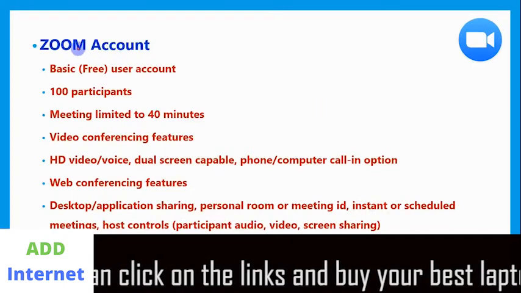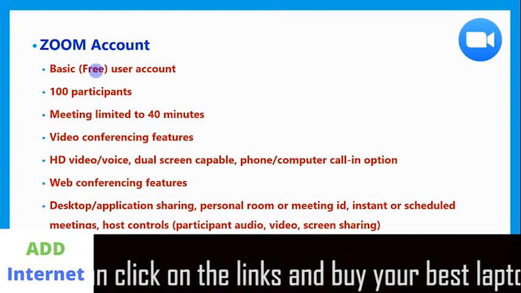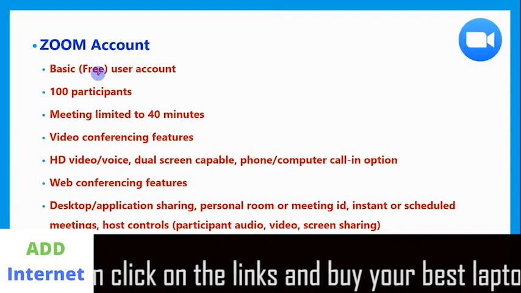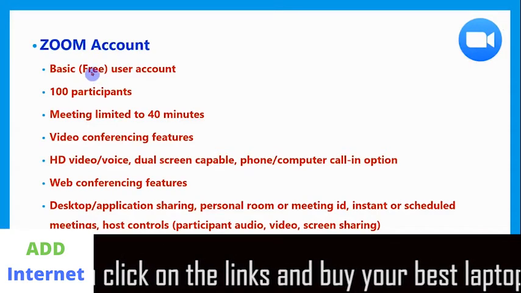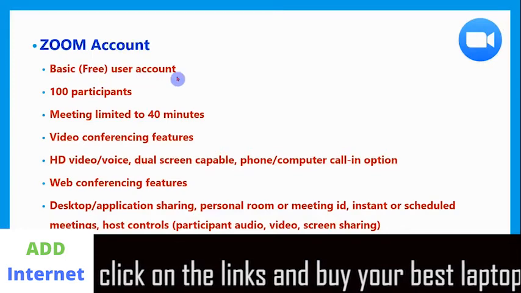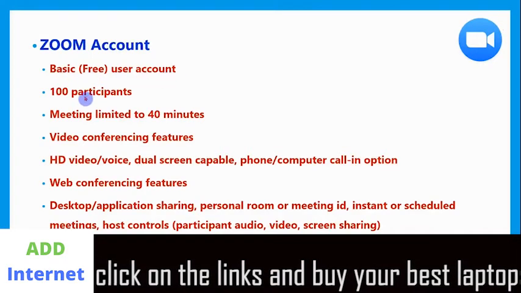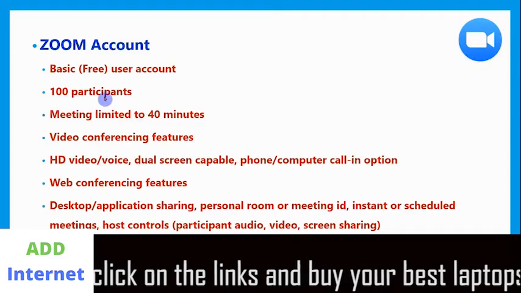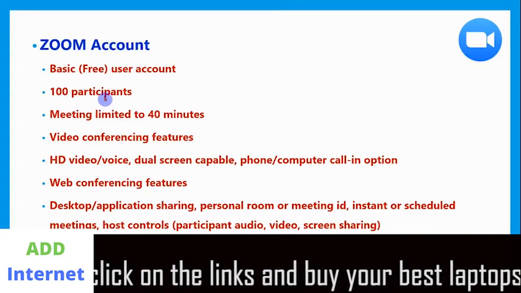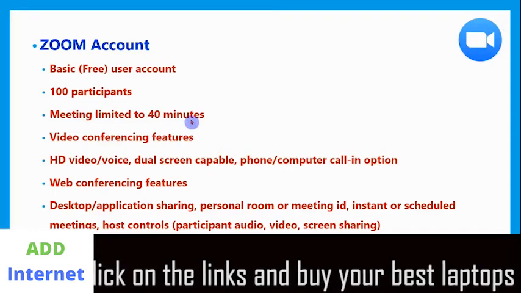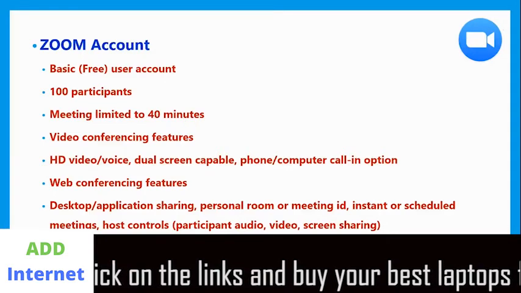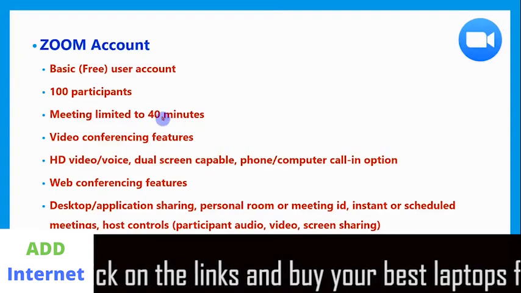So basically, if you log in or sign up to Zoom with your Gmail account, that is your personal account, it is set as a free or basic user account. From this account, 100 participants can participate in the video conferencing, and the meeting is limited to 40 minutes. That is, the meeting is 30 minutes plus 10 minutes grace time. So 40 minutes can be called for a meeting.